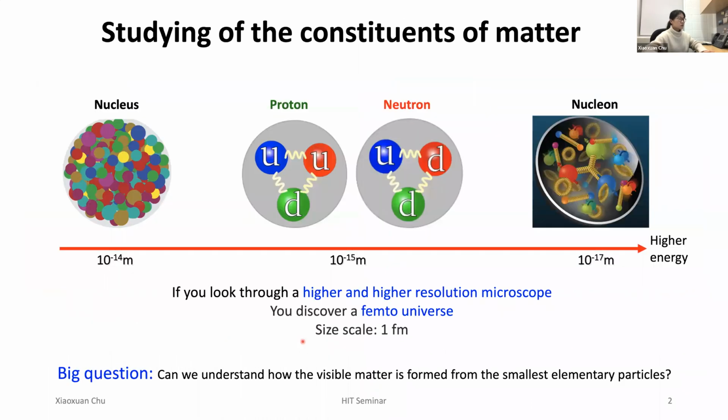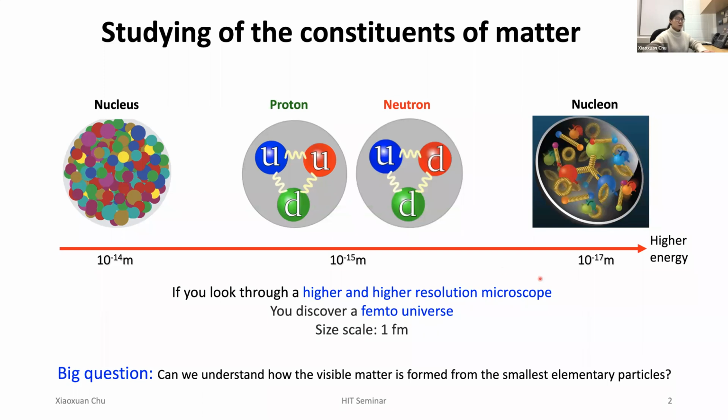And the topic is focusing on studying the partonic structure of the nucleon or nuclei. So as we know, when the energy increases, the resolution is going to become better. So for example, at a relatively low energy, when the resolution is about 10 to the minus 14 meters, we could see the nucleus. And if we go to higher energy, where the resolution reaches 1 femtometer, we can see the 3 valence quarks inside the nucleon.